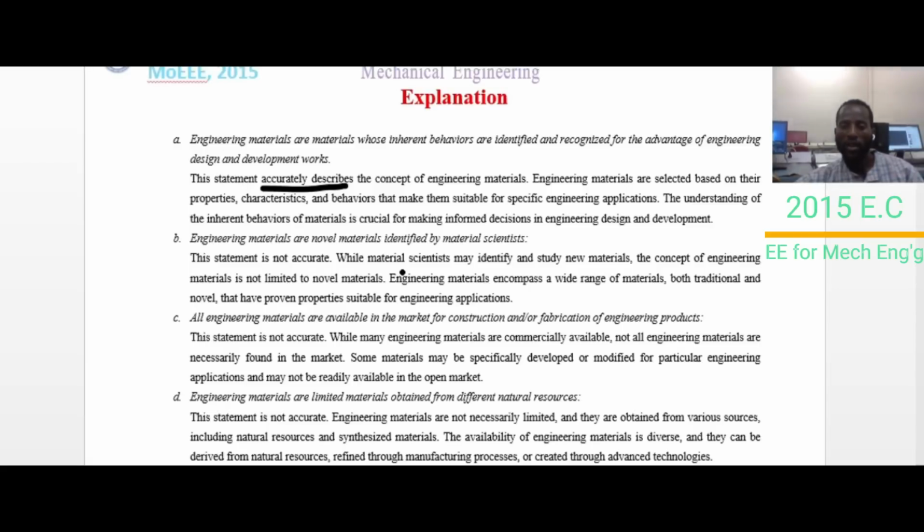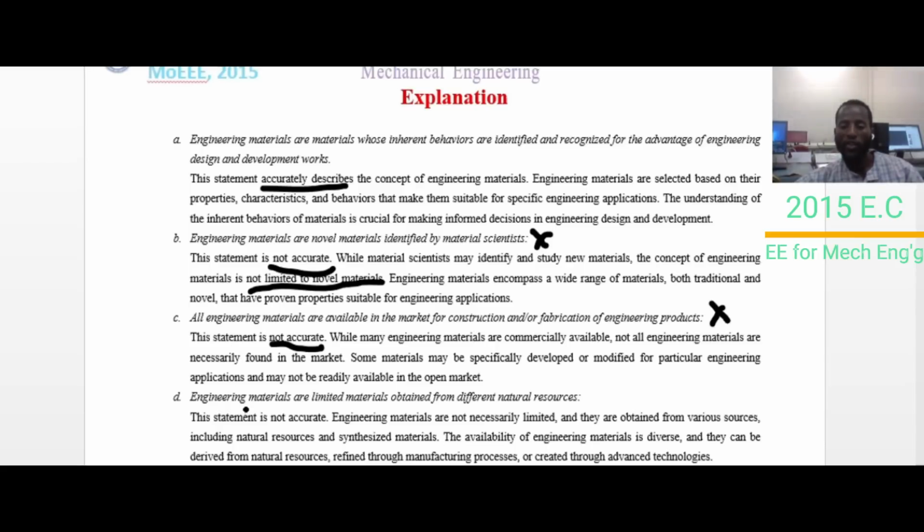The other is engineering materials are novel materials identified by the material scientists. This statement is not correct. While material scientists may identify and study new materials, the concept of engineering material is not limited to novel materials. So choice B is incorrect. The other is all engineering materials are available in the market for construction and fabrication of engineering products. This statement is also not correct. While many engineering materials are commercially available, not all are necessarily found in the market. So this is incorrect also.